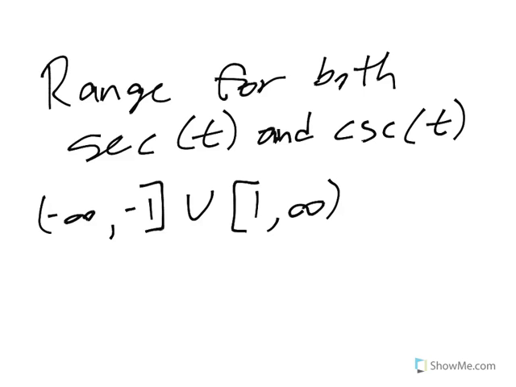A little bit of notation: this symbol right in the middle, it looks like a U without a tail, stands for union. What this says is I've got 2 pieces of the number line that work here. Anything that's a negative number whose absolute value is greater than or equal to 1, -1 down, or it could be a positive number, 1 up. And that's going to be what values can come out of secant and cosecant.